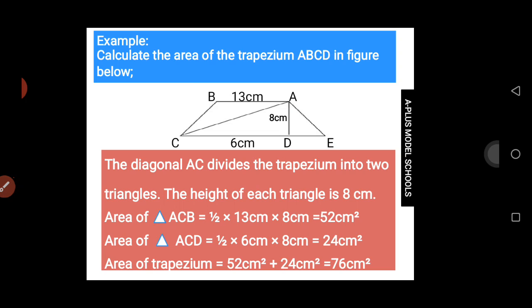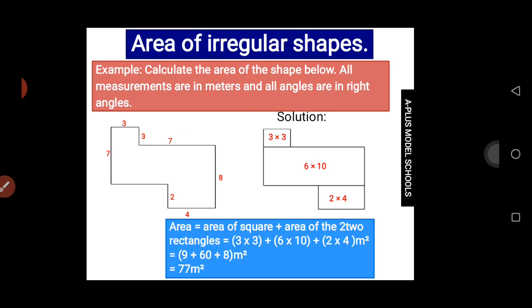I intentionally did not put these workings there so that you can also try and do such on your own. So now let's go to area of irregular shape, which is the last subtopic we have for today's class.